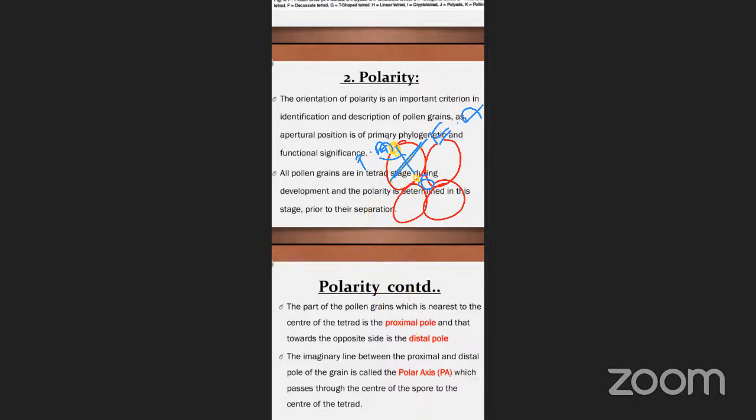After polarity, another important character is symmetry. The first one, pollen unit, has been completed. The second one is polarity. In polarity, we can classify it into isopolar, if the proximal and distal poles are on the same line, that is called isopolar. If they are different, that is heteropolar. And the third aspect is symmetry.